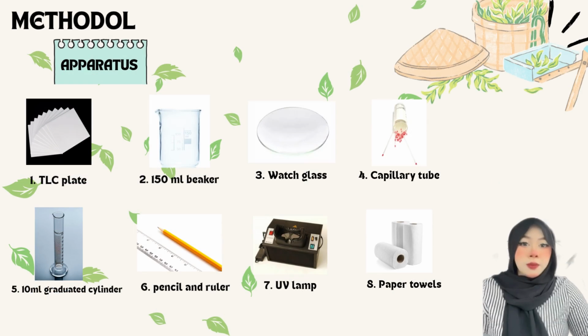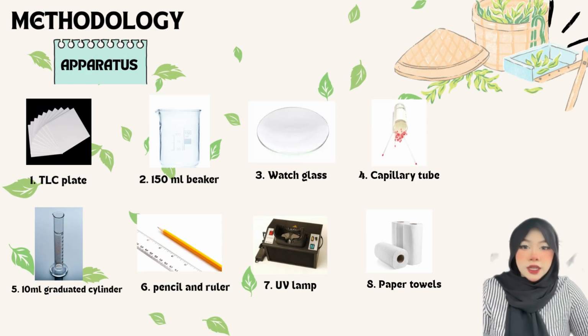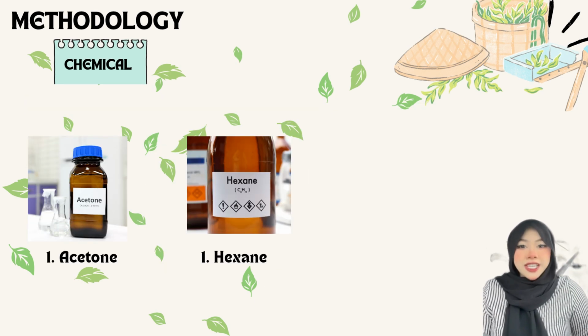In this experiment, the apparatus that we need is a TLC plate, a 150 ml beaker, a watch glass, capillary tubes, a 10 ml graduated cylinder, pencil and ruler, UV lamp, and paper towel. And the chemicals that we use are acetone and also hexane.